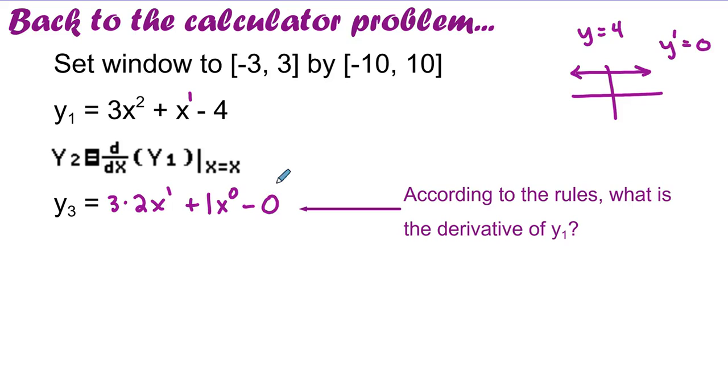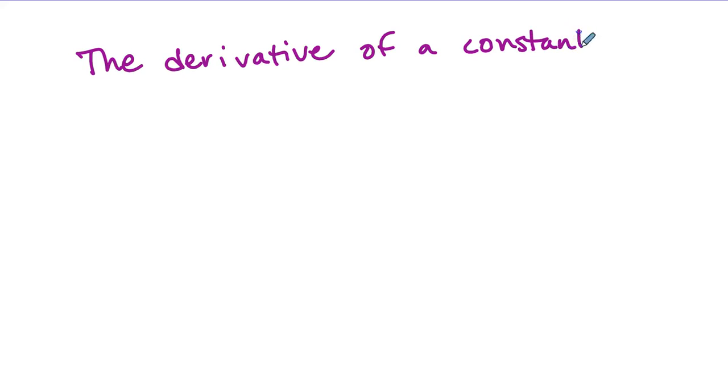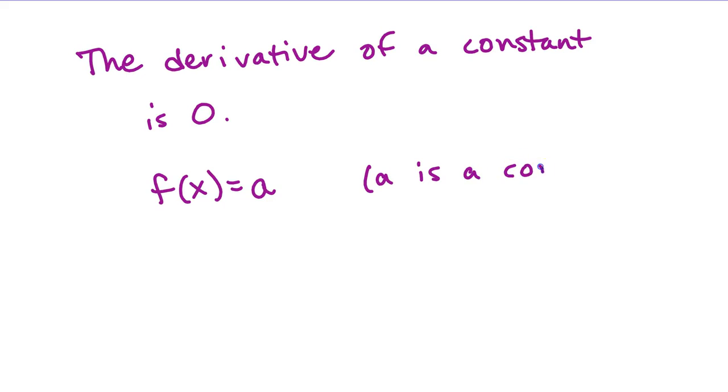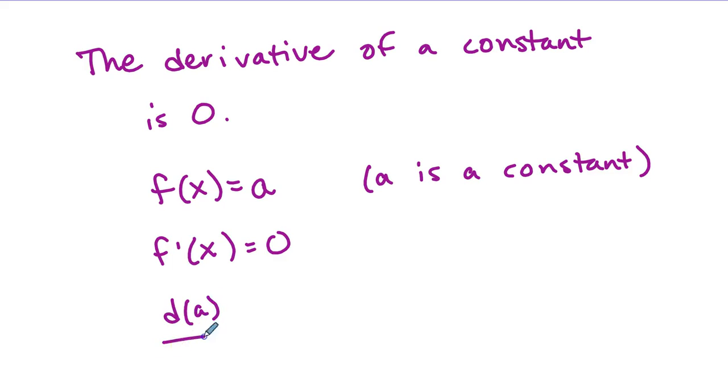That should be another rule. I'm going to make a new rule. The derivative of a constant is 0. For example, if f of x equals a, where a is a constant, f prime of x is 0, or the derivative of a with respect to x is 0.